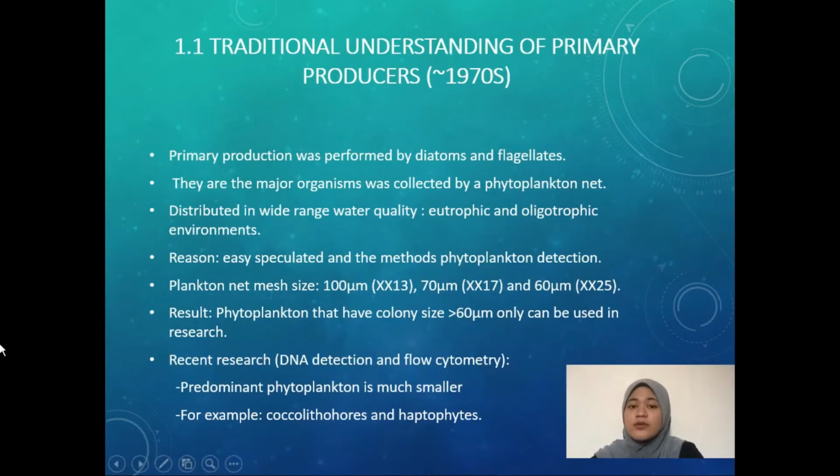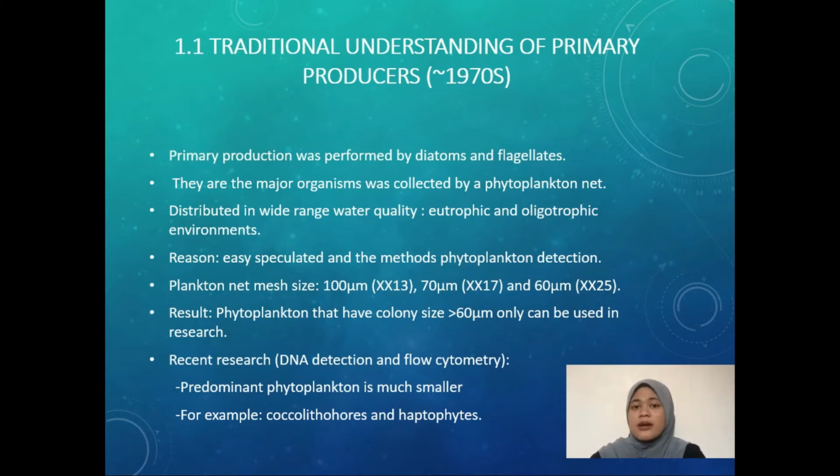Now, let's move to the first subtopic, which is the traditional understanding of primary production. In 1970, diatoms and flagellates were found to be the organisms that contribute most to primary production, as they are the major organisms that can be collected in the planktons. These include eutrophic and oligotrophic environments. There are two reasons: they were easily speculated, and the detection method at that time.